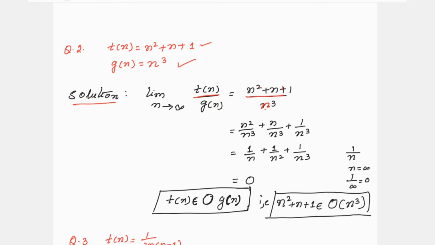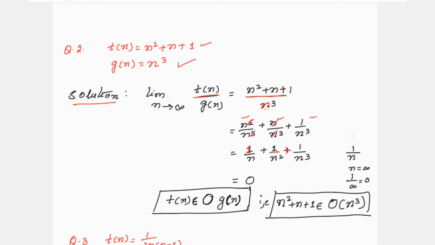n square by n cube will be the first term. n divided by n cube, 1 divided by n cube. Now further simplify. n square will get cancelled with the n square of the denominator. You will be having what? 1 by n. Here 1 n will get cancelled with 1 n in the denominator. 1 by n square plus 1 divided by n cube as it is.